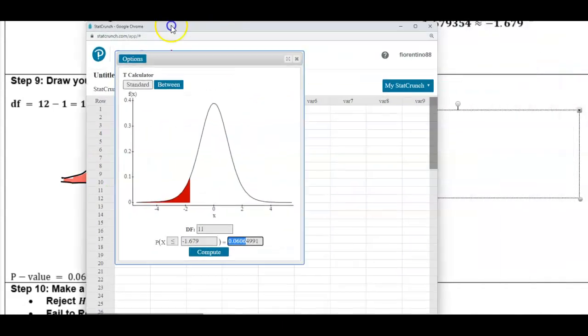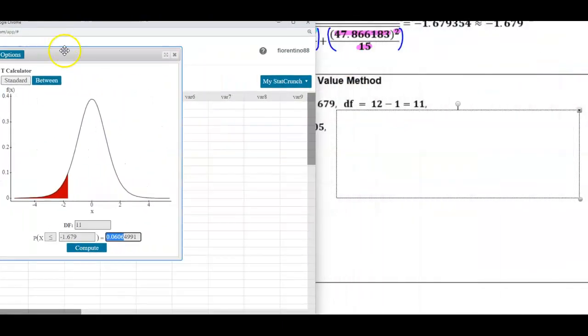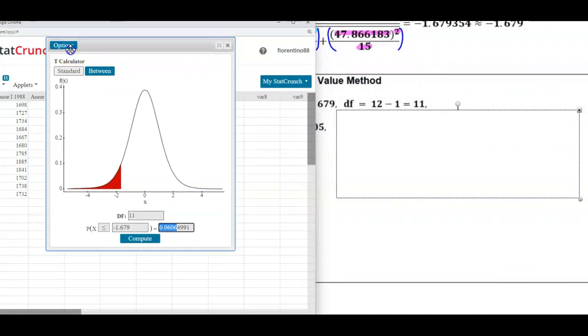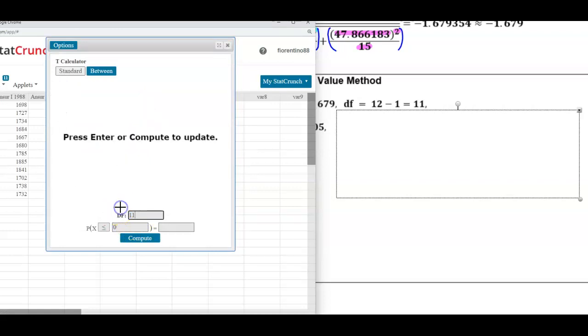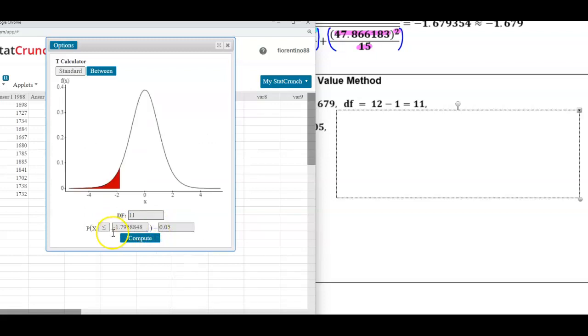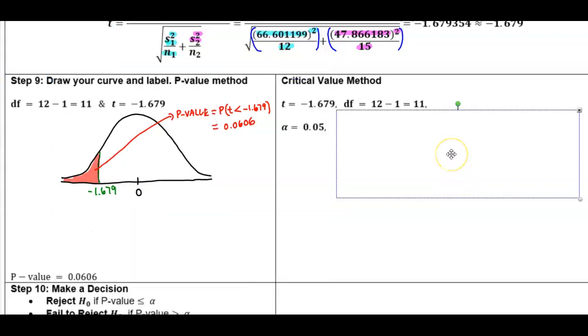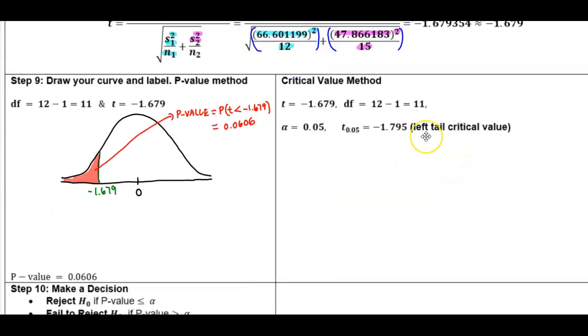So we know it's a left-tailed distribution, so let's select refresh. Our degrees of freedom is 11, and it's going to be less than or equal to. Now we put in the area of 0.05. When we do, we get a critical value rounded to 4 decimal places of negative 1.796. So there is our critical left tail value.